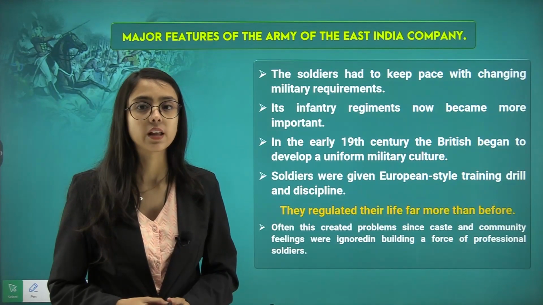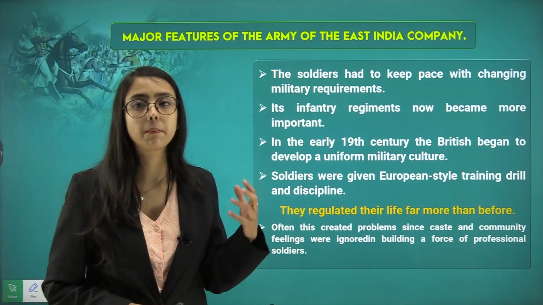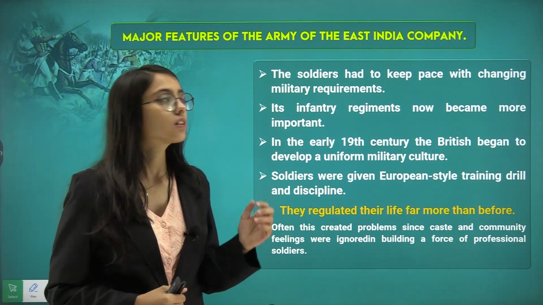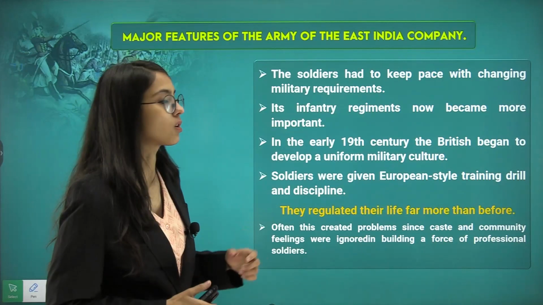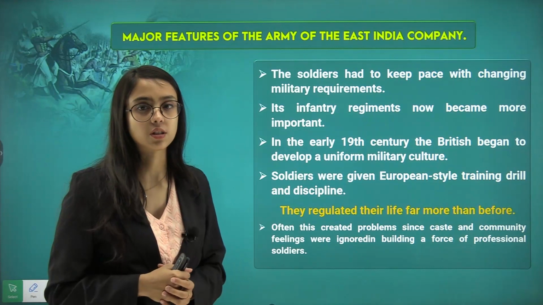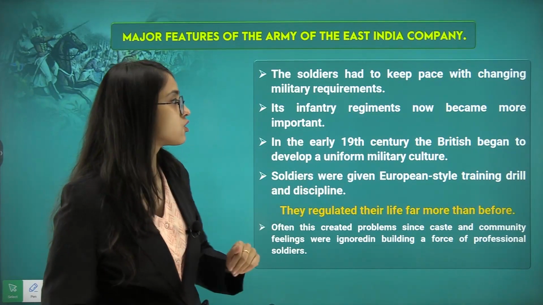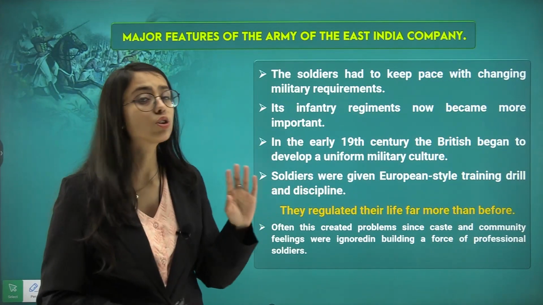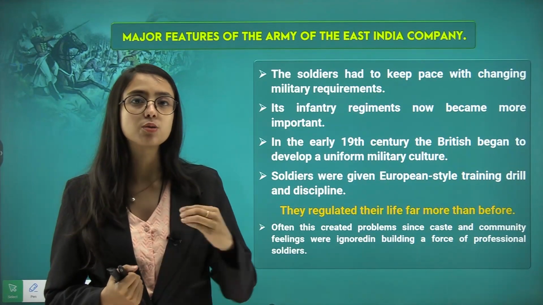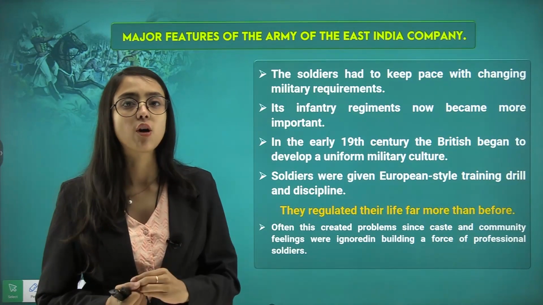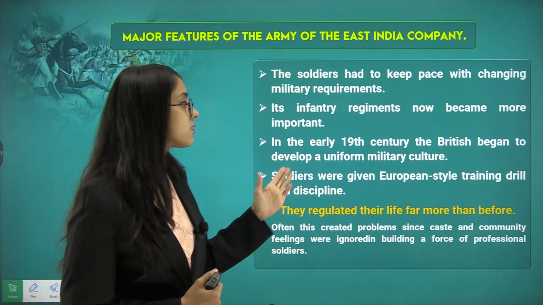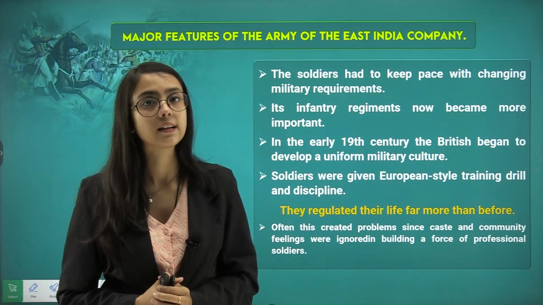Next, the soldiers had to keep pace with changing military requirements. There was a need for upgradation. Infantry regiments now became more important. In the early 19th century, the Britishers began to develop a uniform military culture. That means they used to train every sepoy, every soldier, uniformly using one technique and strategical method. Soldiers were given European style training, drill and discipline.